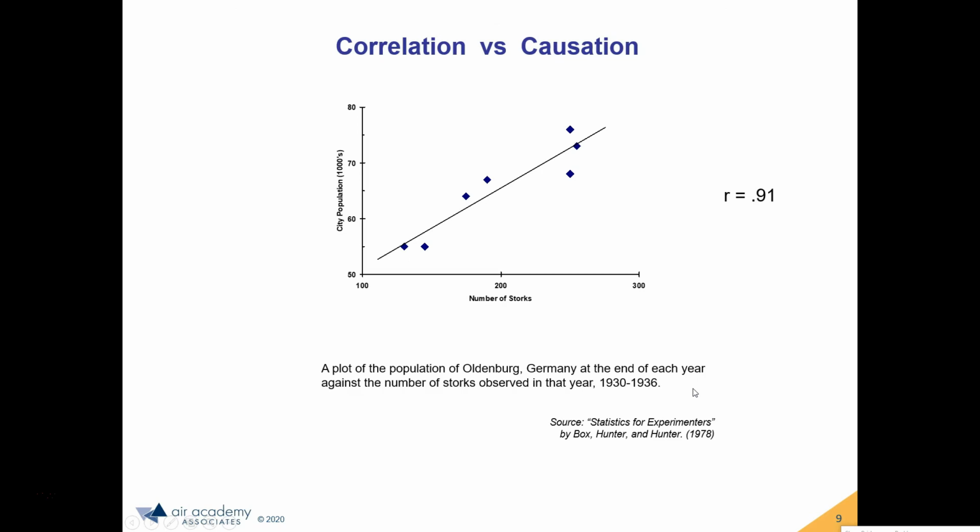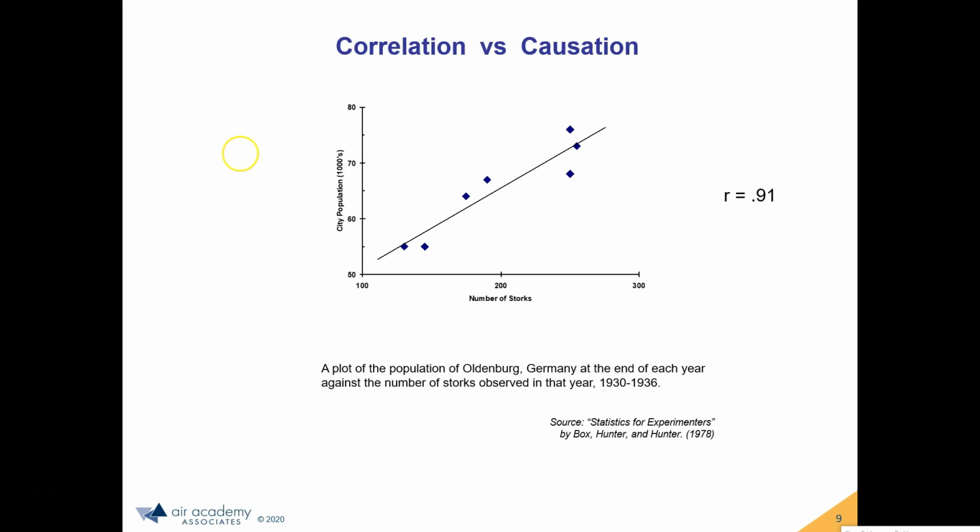One last example is the famous example from Oldenburg, Germany, where the plot shown here is the number of storks observed in each of 7 years in Oldenburg, Germany, and the corresponding variable on the vertical axis is the city's population. So clearly there is a relationship between the number of storks and the population. Maybe that's where the old wives' tale is about storks bringing babies. Well, probably not. So what's going on here?